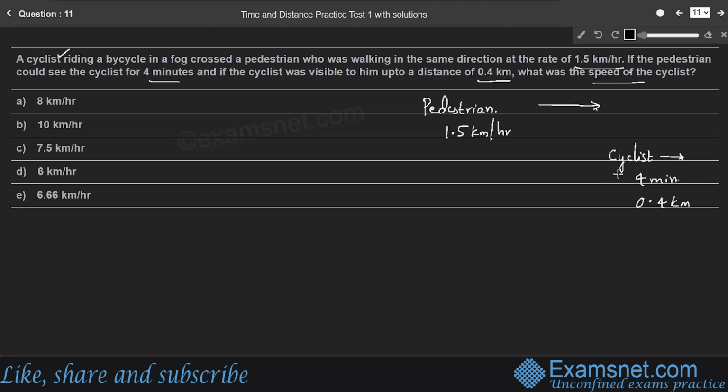To find the speed of the cyclist, we'll consider the direction of motion of both pedestrian and cyclist. Both the persons are moving in the same direction. Therefore, we use the term relative speed. What is relative speed? Speed of one object with respect to another is called relative speed in general terms. Here, since we need to find the speed of the cyclist, it is nothing but the speed of the cyclist with respect to the pedestrian.